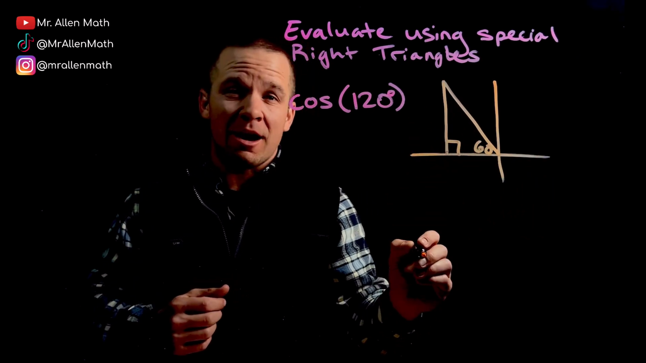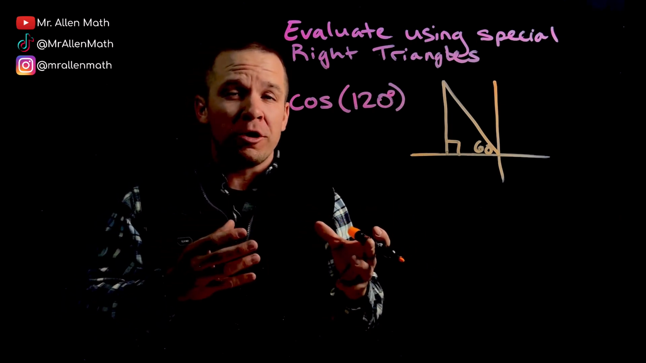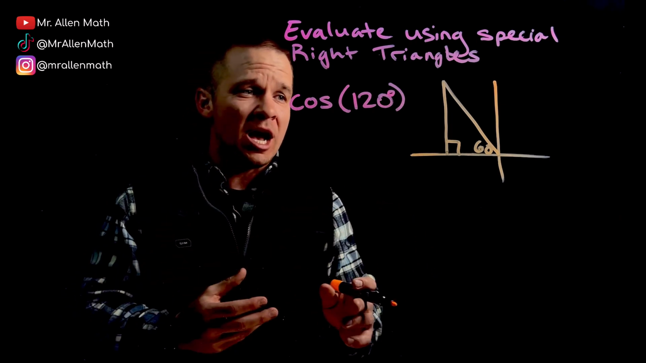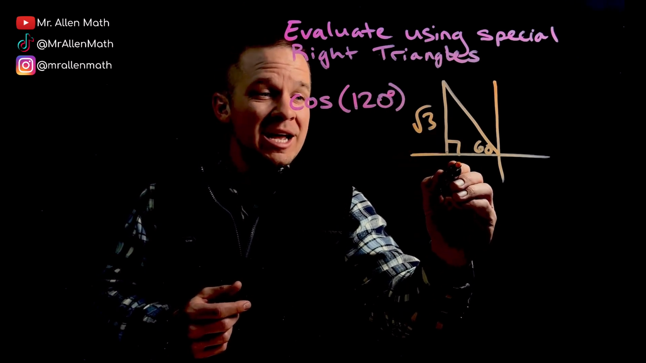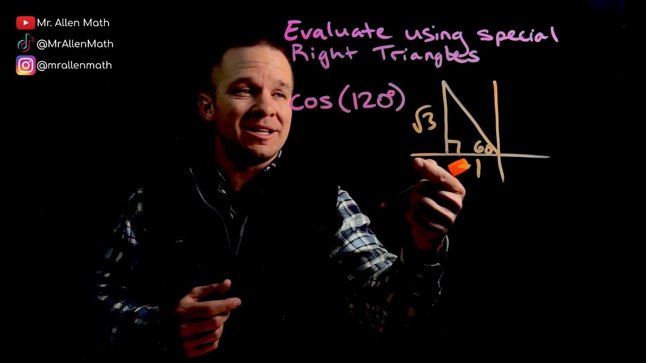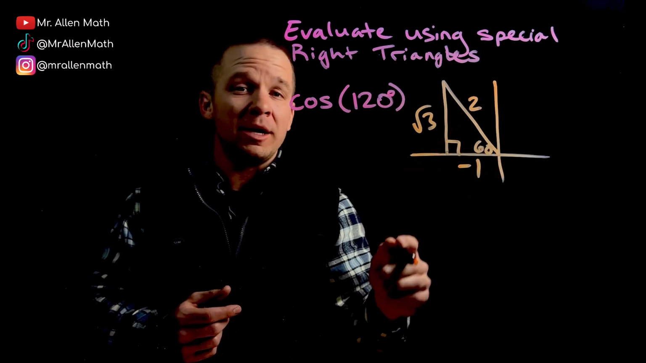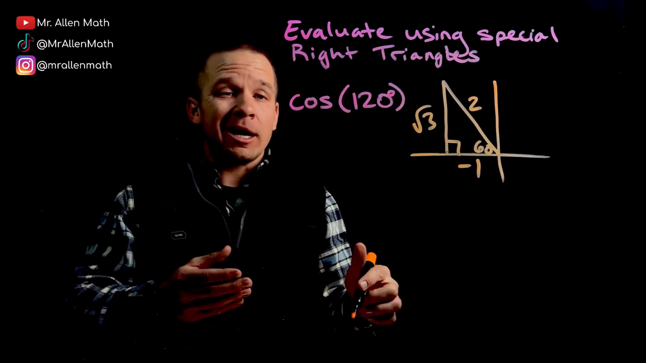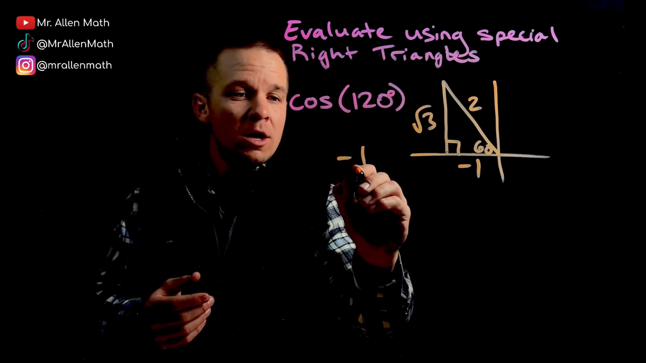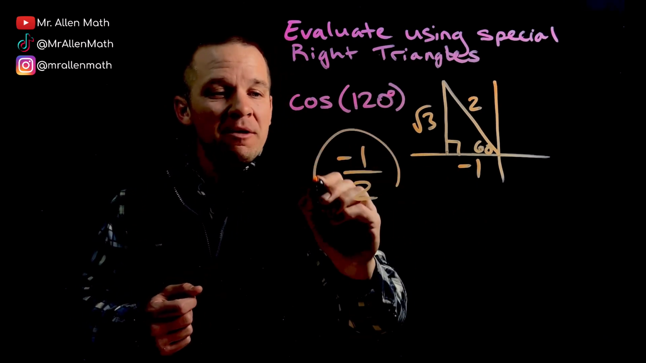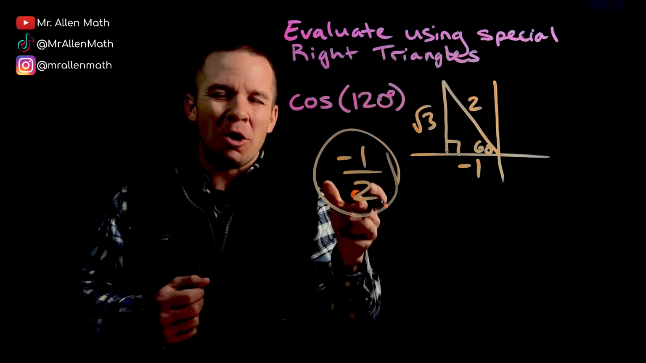That's 60 right there. And now I can use what I know about 30-60-90 triangles to set this up. Across from the 60 is going to be root 3. Next to it's going to be -1 because it's going back and to the left, and my hypotenuse will be 2. Now I can use cosine, which is adjacent over hypotenuse, -1 over +2. That will be my final answer for this dope problem.